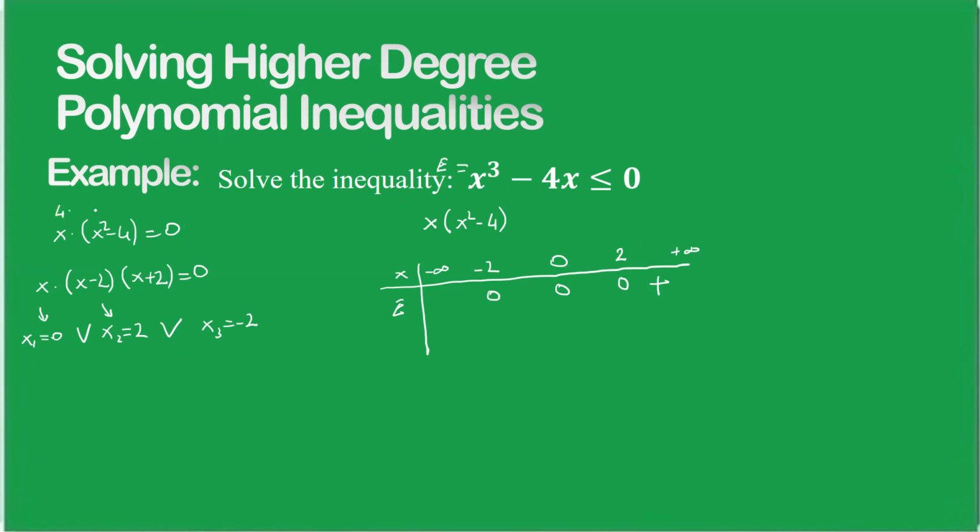4 times 4 squared. Okay, 4 squared is 16 minus 4. So this one is positive, and this one is also positive. A positive value times another positive value makes positive. Okay, the first sign is positive. And here negative, here positive, and here also negative again.